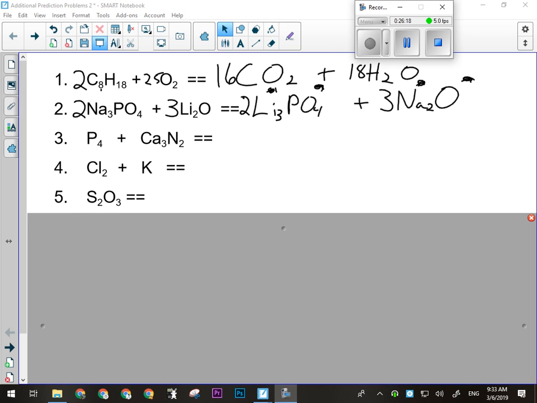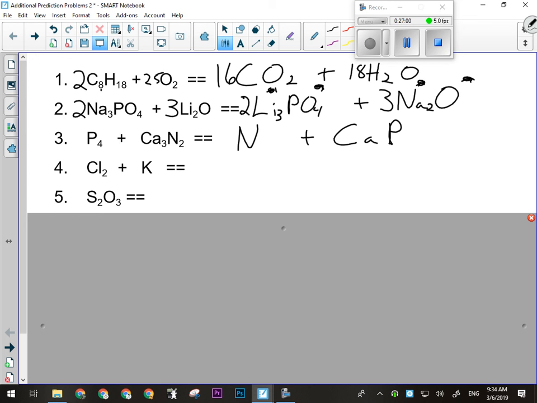All right, let's look at number 3 here. On number 3, I've got phosphorus, which is a nonmetal and an element, reacting with calcium nitride, which is an ionic compound. All right, so what kind of reaction am I looking at here? Yeah, single replacement. I've got an element reacting with an ionic compound. That element is a nonmetal, so it's going to switch places with the nonmetal in the ionic compound. So nitrogen is now going to be alone, and calcium is going to be with phosphorus.